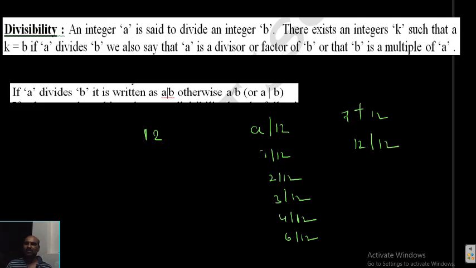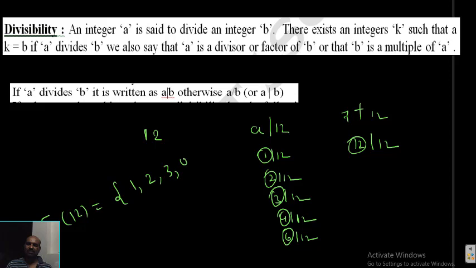What is the meaning of that? 1, 2, 3, 4, 6 and 12 are the factors of 12. So, the factors of 12 are 1, 2, 3, 4, 6 and 12.